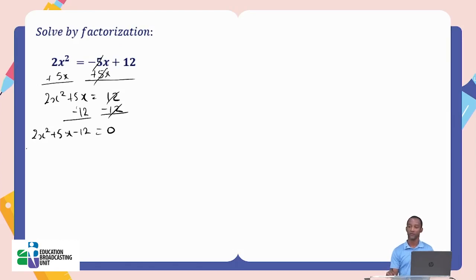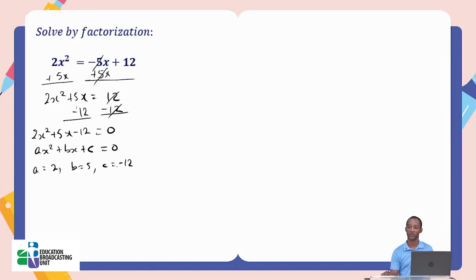Now we have the expression 2x squared plus 5x minus 12 being equal to 0. So this is the expression being equal to 0. So what we have here is a quadratic equation where we have 0 on one side. It's in the form of ax squared plus bx plus c equals 0, where a is 2, b is 5, and c is negative 12.